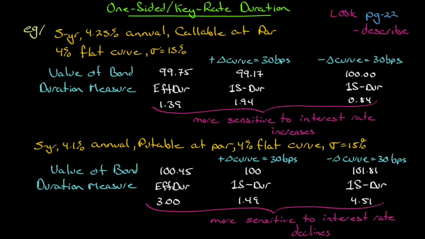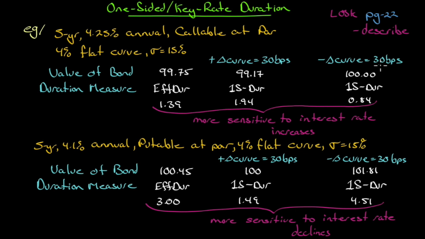We'll use a 5-year 4.25% annual bond, callable at par, 4% flat curve with a volatility of 15%. We'll increase the curve by 30 basis points and decrease the curve by 30 basis points. We'll look at the value of the bond and the duration measure that we would use. An increase of 30 basis points changes the value of the bond from 99.75 to 99.17. Using a one-sided duration, we get 1.94.